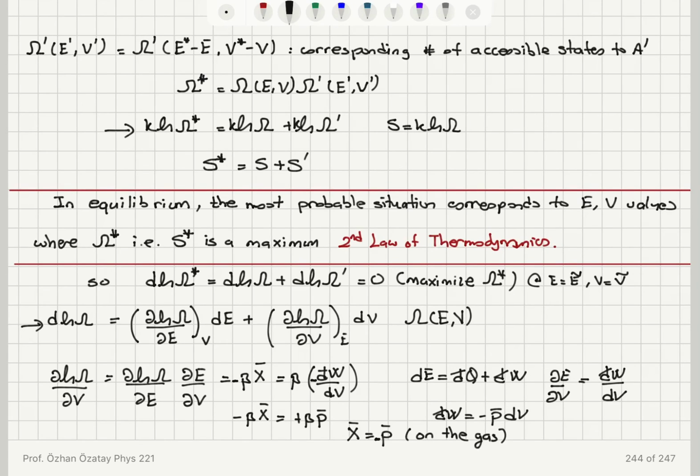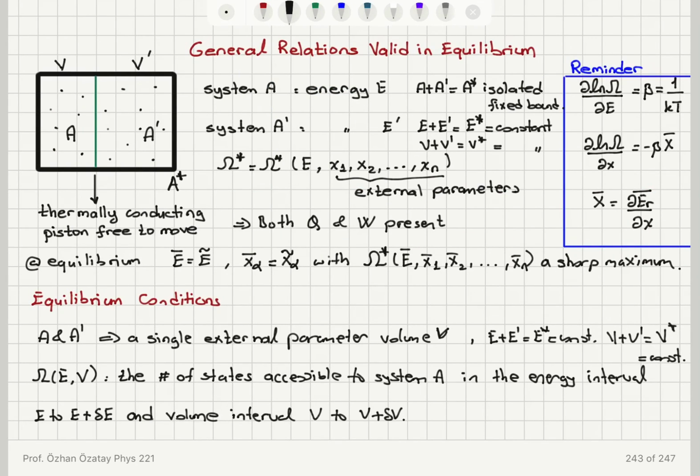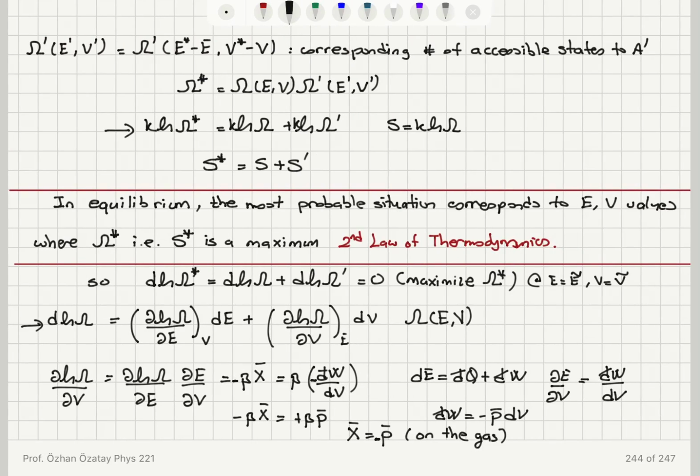So del ln omega del X is minus beta X bar. This gives the generalized force conjugate to volume, X bar, to be minus P bar. This is the pressure not applied by the gas but applied on the gas. X bar is the force acting on the system so that its energy levels are shifting. So this is basically minus the pressure applied by the gas, so it's minus P bar.